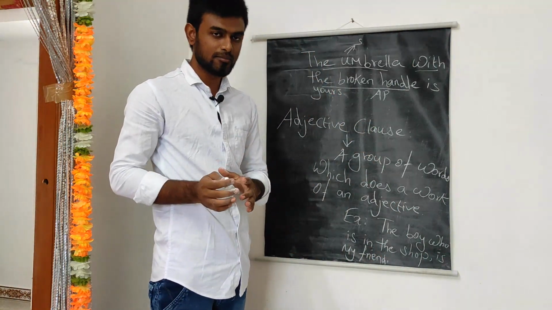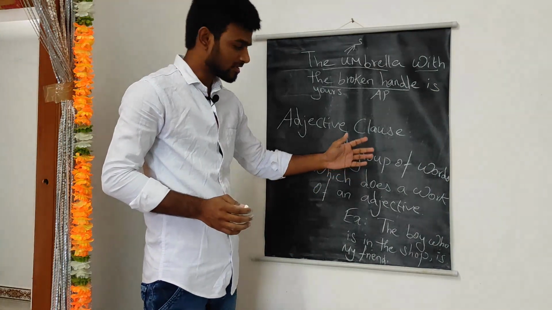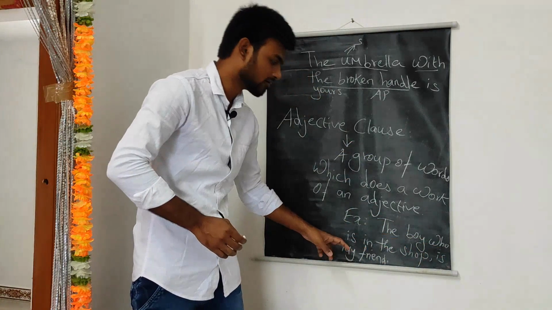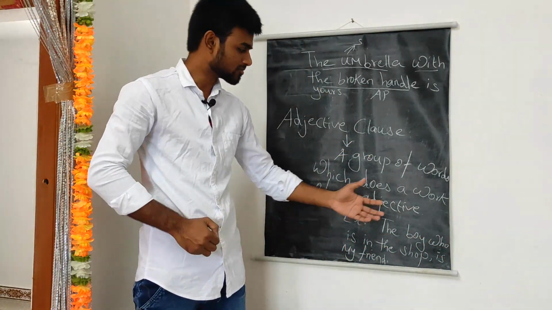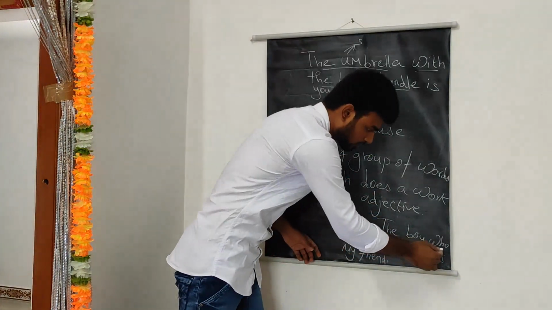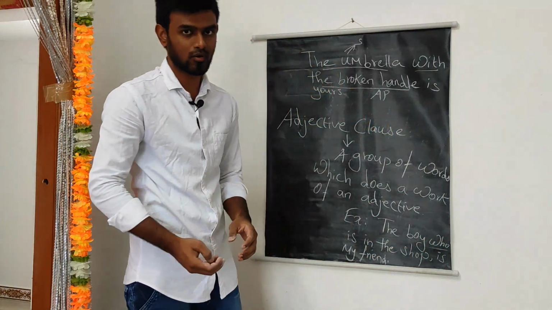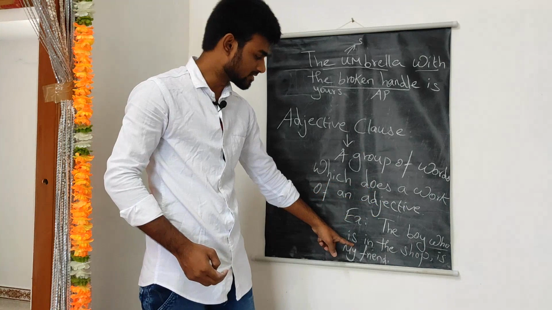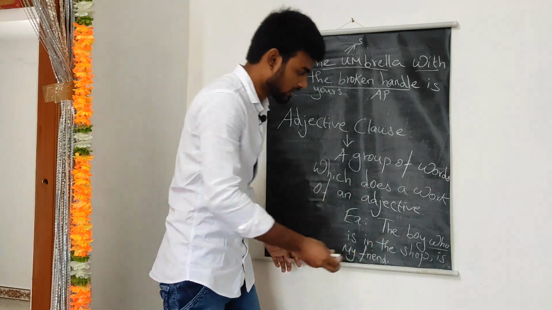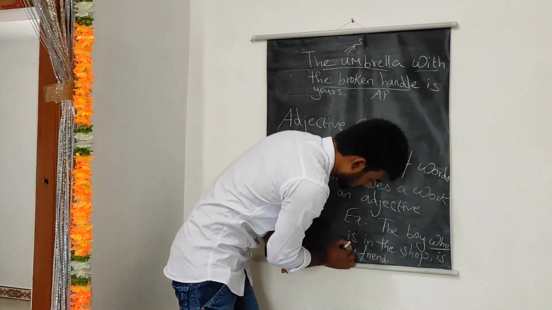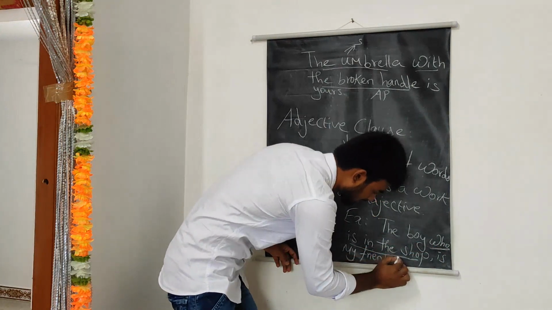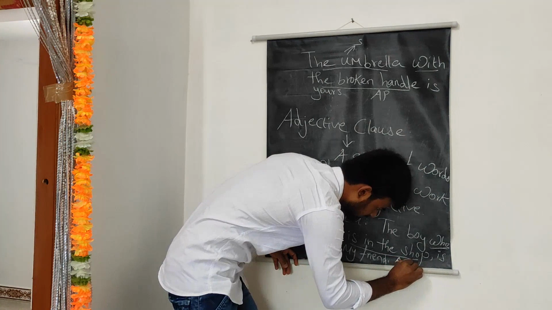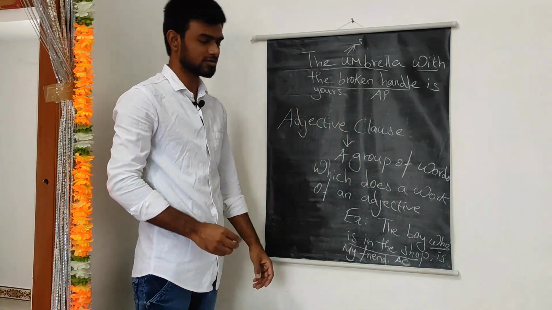Meaning is almost same. The difference is I am including the subject and the verb. So it becomes a clause. Here who is considered as a relative pronoun, but it is acting as a noun. Here we have verb is and then the remaining sentence. So who is in the shop is considered as an adjective clause, AC, right?